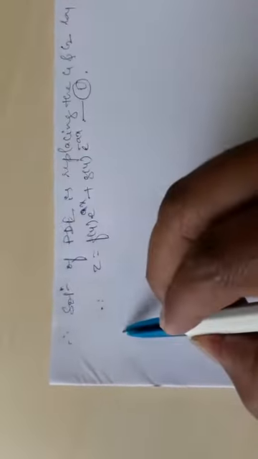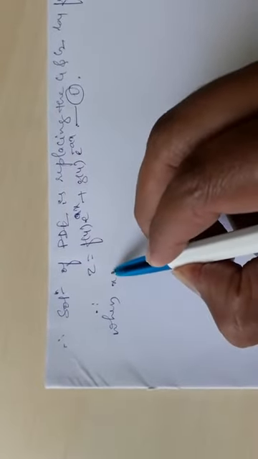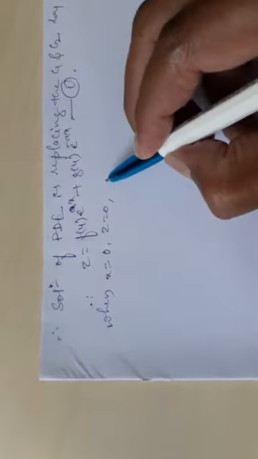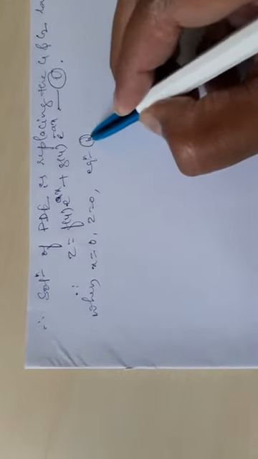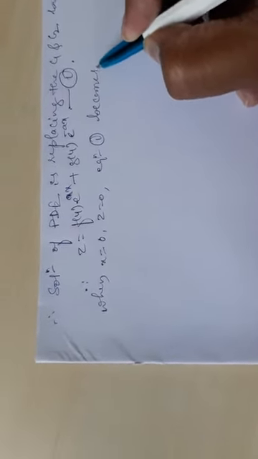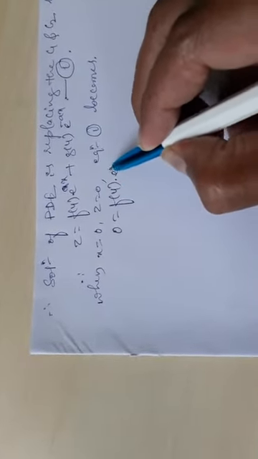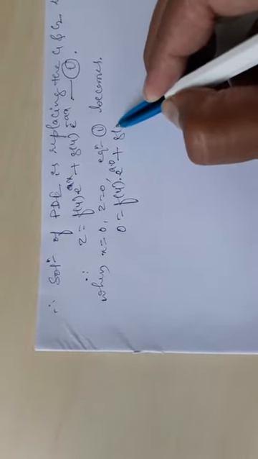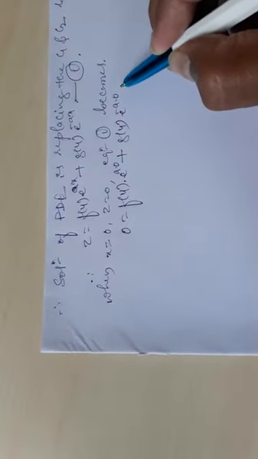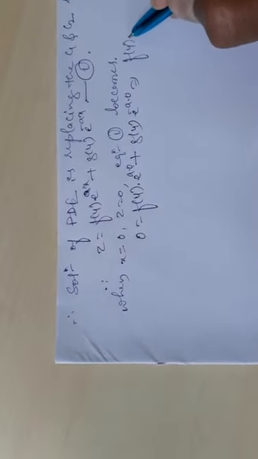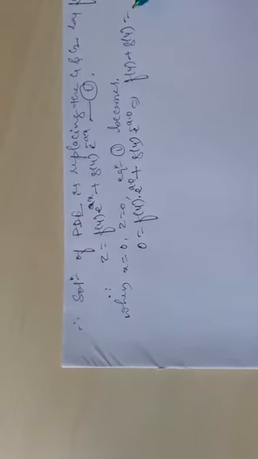Therefore, using the first condition, that is when x equal to 0, z equal to 0. That is, the z value is 0, therefore f of y e to the power a into 0 plus g of y e to the power minus a into 0, e to the power 0 is 1, therefore f of y plus g of y equal to 0.